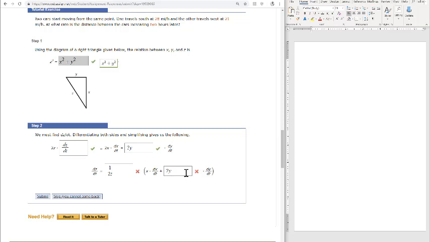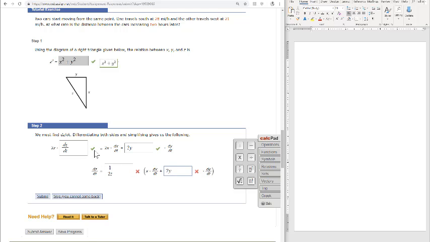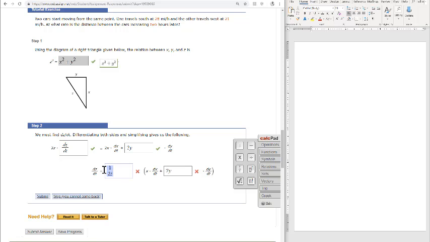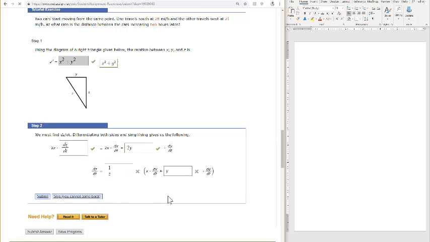Let's try that again. dz dt is equal to the reciprocal of 2z, and then there's a 2y. Oh, it looks like they got rid of the 2's here, so let's be careful about what they're asking for and what we're looking for. Dividing by 2z would cancel with a couple of 2's, so let's get rid of those 2's and try again.